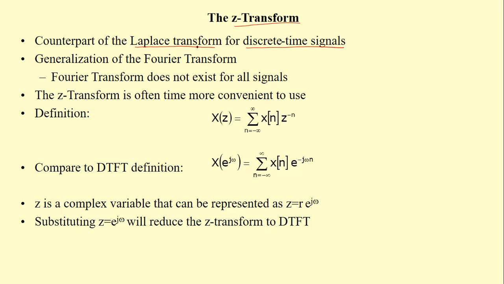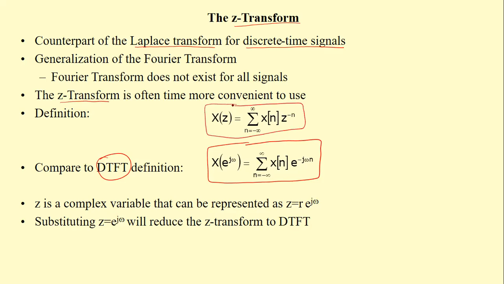Actually, this Z transform is basically a generalized form of Fourier transform. So we have the discrete time Fourier transform, which is expressed by this formula, right? And we have the Z transform of a given discrete time sequence, which is given by this formula. If you compare these two formulas, you will see that if we replace z is equal to e raised to the power j omega, we will get the discrete time Fourier transform of the same sequence.